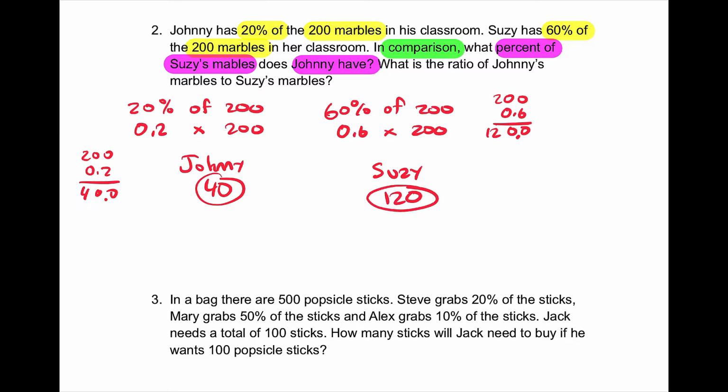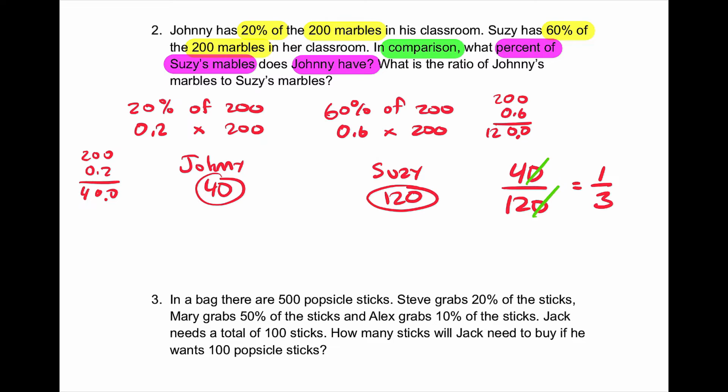So if I compare them, and I want to know how many Johnny has in comparison to Susie, Johnny has 40 in comparison to Susie's 120. Now it says, what percent is that? Well, I'm going to break this down to its lowest fraction form. I can knock off a 0 right there, and I have 4 over 12. I recognize that I can divide 4 into both those numbers, so I'm going to end up with an equivalent fraction of 1 over 3.